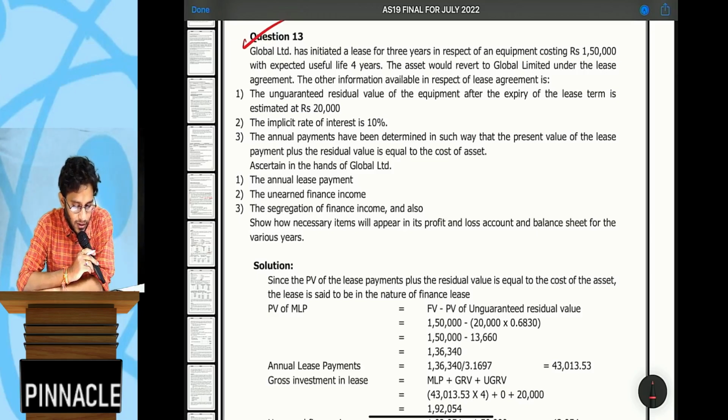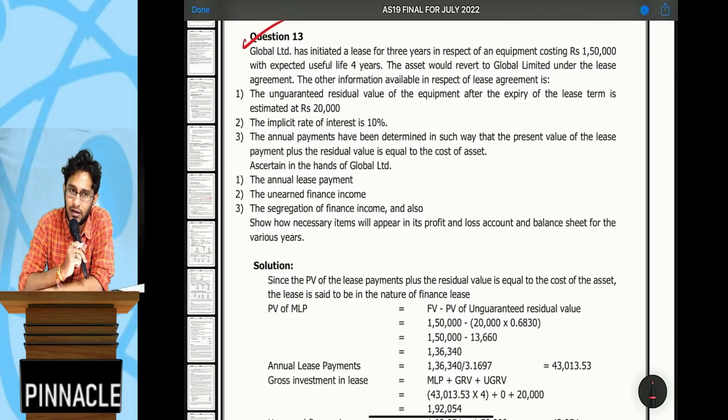Read. Global has initiated a lease for 3 years for an equipment costing 150 with a life of 4 years. The asset would revert to Global under the lease agreement. So after 4 years, the asset will come back to me. I am lessor here. The other information available in respect of the lease is UGRV given 20,000, IRIL given. Annual payments have been determined in such a way that PV of lease payment plus residual value will be equal to the cost of the asset.